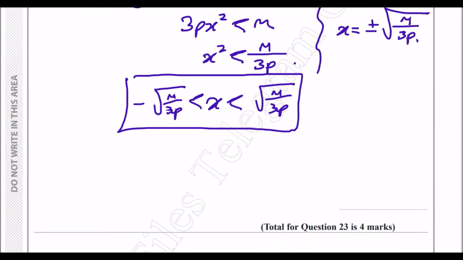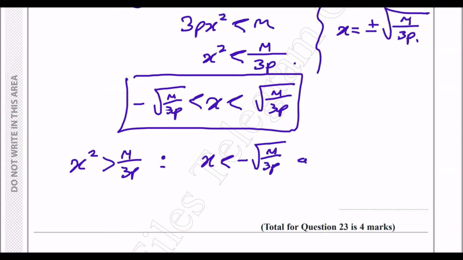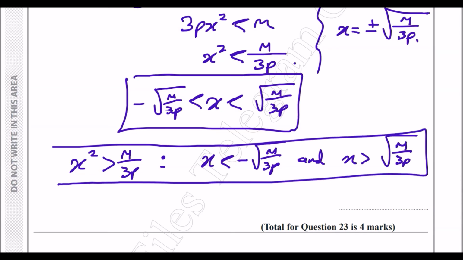I'll show you. If it was greater than m over 3p, you'll get the same result, but then you'll get something like x is less than negative square root of m over 3p, and x is bigger than positive square root of m over 3p. So that would be if it was this case, but we're not doing that case, so that's not the result. But yeah, guys, this is it for question 23. Now let's see the final 2 sets.